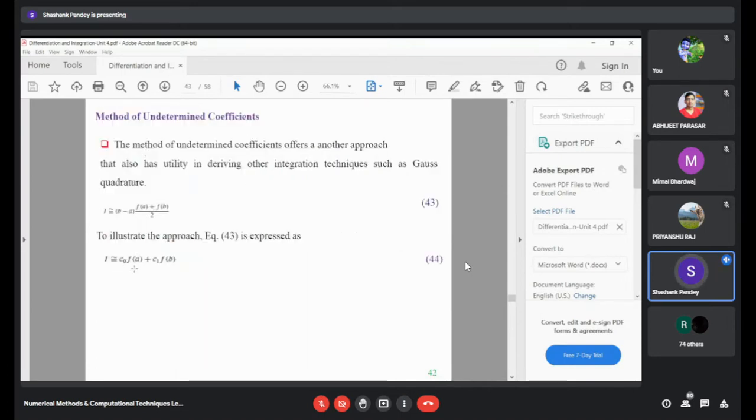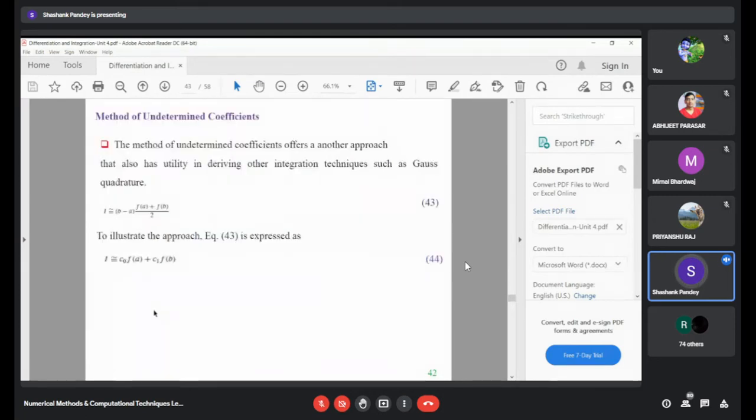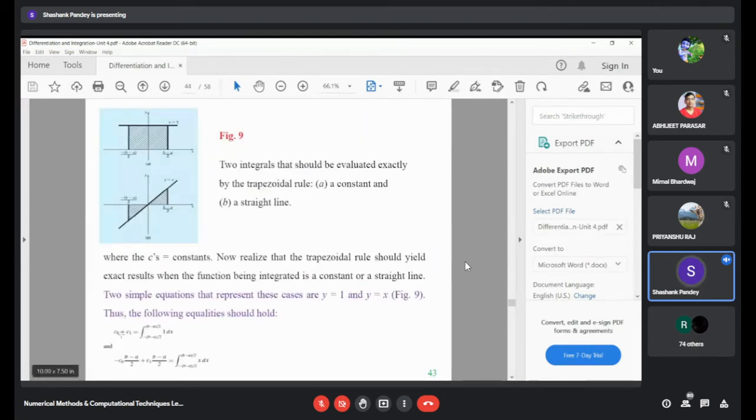So here we have c0 into 1, and the value of the function at the second point, (b minus a)/2, is also 1. So equation 44 can be represented as c0 plus c1, and the exact value of the integral is the integral from minus (b minus a)/2 to plus (b minus a)/2 of 1 dx.